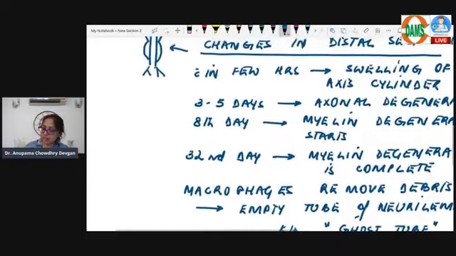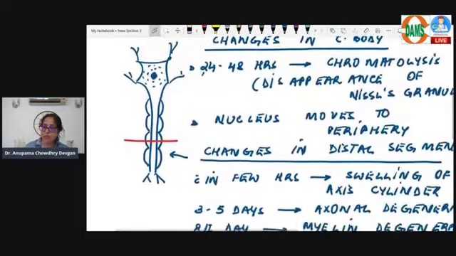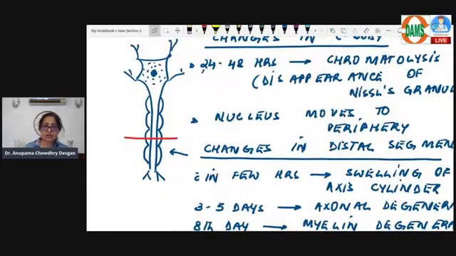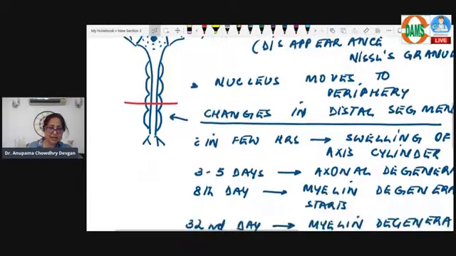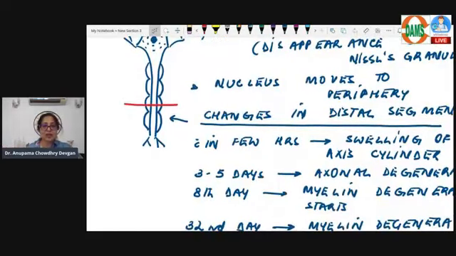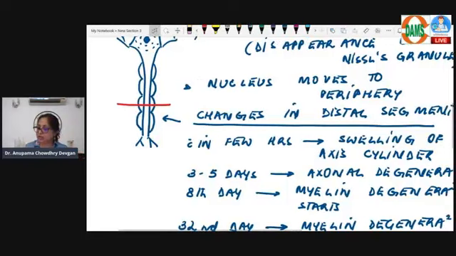Now, let's see this over here. I said, what are the changes in the cell body? Within the first 24 to 48 hours, chromatolysis. Nucleus will move to the periphery. Then what are the changes in the distal segment? Within a few hours, swelling of the axis cylinder. Axis cylinder means the axon, right? That begins to swell up, and by the 3rd to the 5th day, axonal degeneration will start.